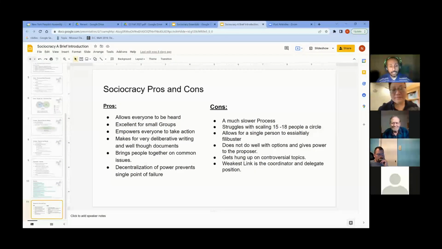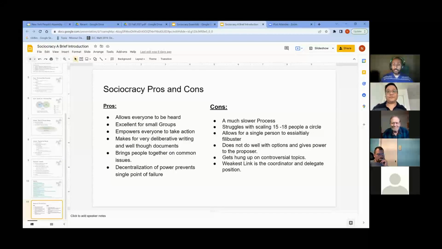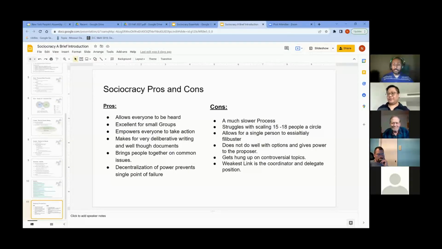So on topics where people agree, not much of a problem. If people disagree, it's going to take a while. And then you've got the decentralization of power. It prevents a single point of failure from happening. That way, if one of the circles is compromised, it does not compromise the whole structure.